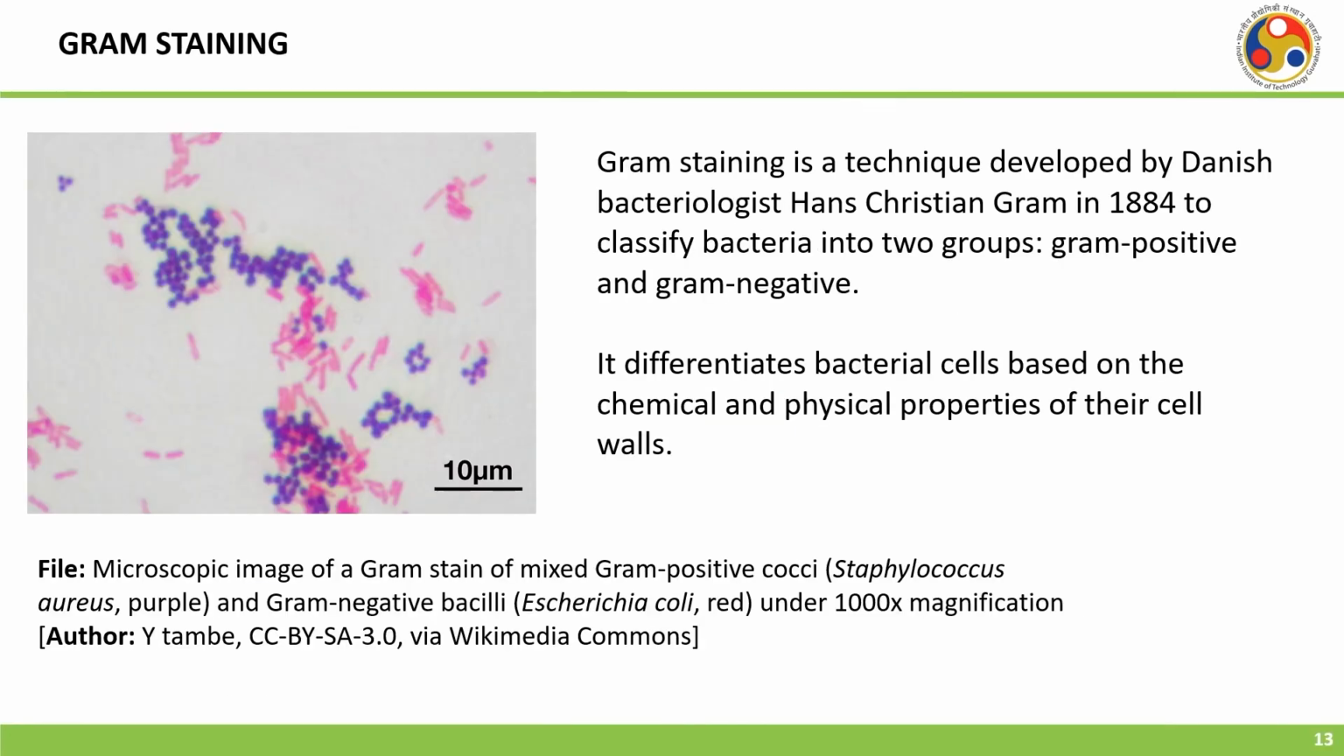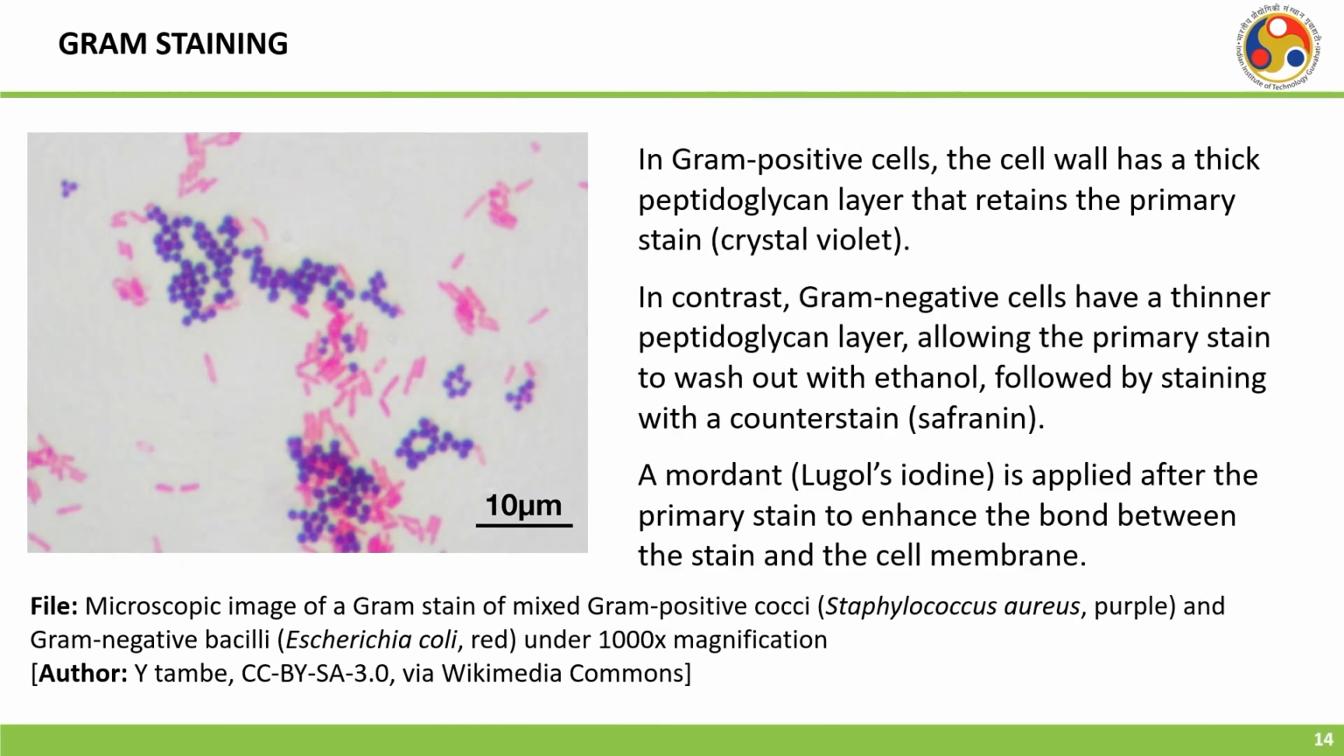Gram staining is one of the important techniques, developed by Danish bacteriologist Hans Christian Gram in 1884, and it was used to classify bacteria into two broad groups, gram positive and gram negative, which you already know. In the earlier module we have discussed this at length. So in brief, gram staining differentiates bacterial cells based on the chemical and physical properties of their cell walls.